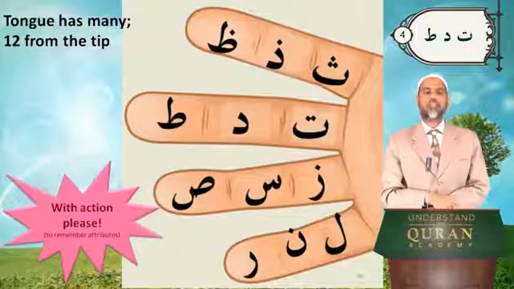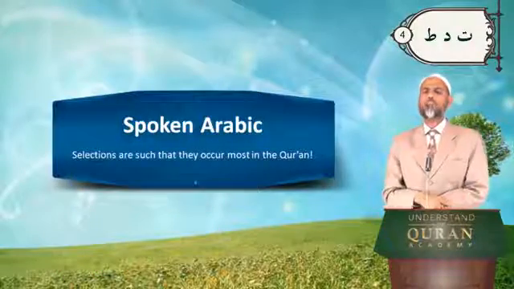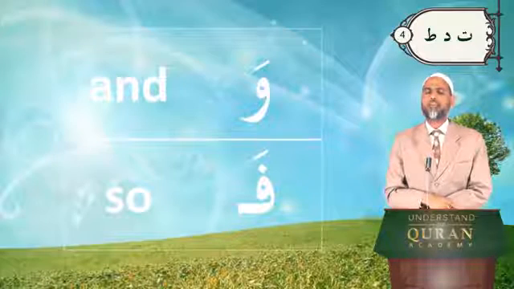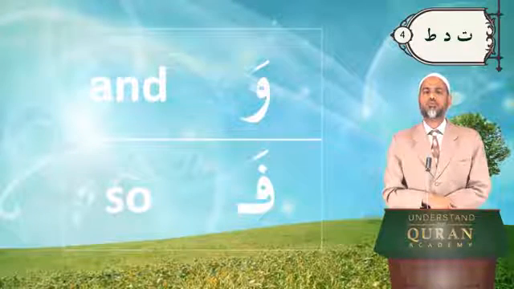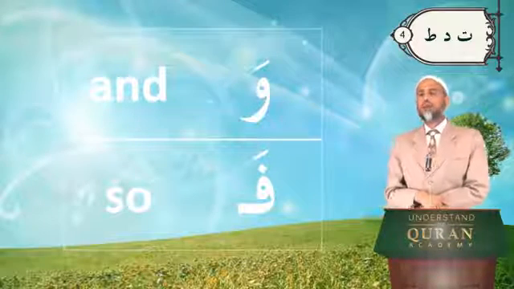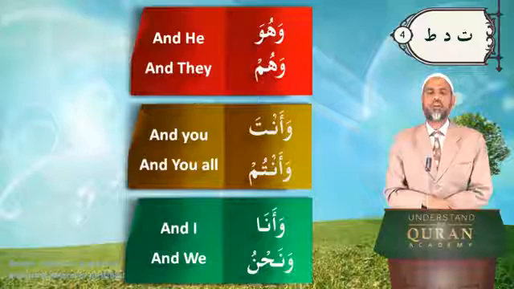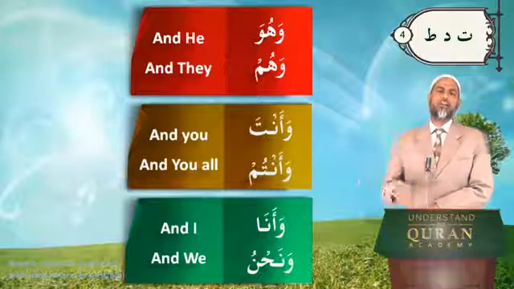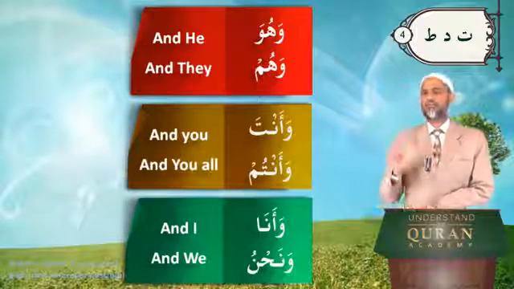Before we close, let's take some spoken Arabic. You have learned wa means and, fa means so. Okay, and also ta means by. So wa means and, fa means so. These are the most commonly occurring. Leave ta there. It's very rare.